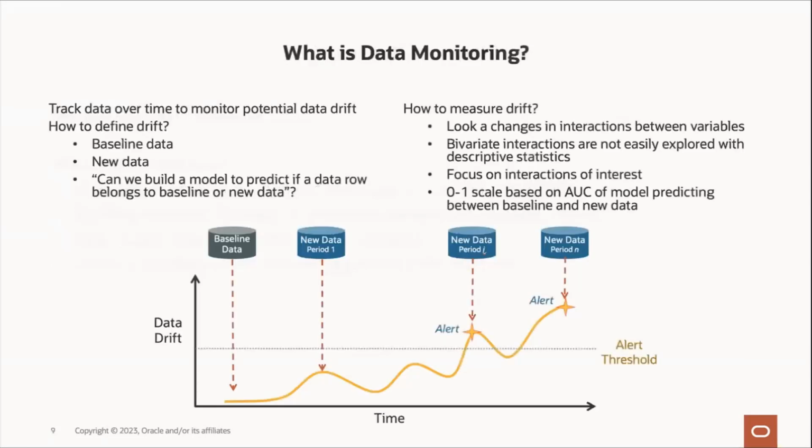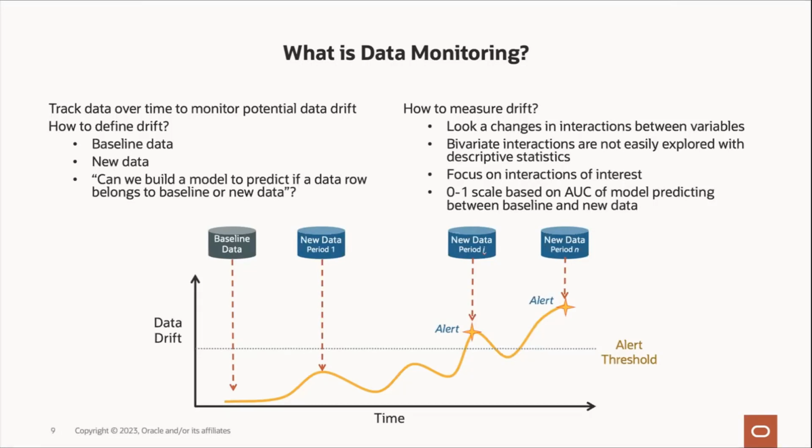So that leads us into what is data monitoring. Again, a pretty simple term on its face. We're just looking to track data over time to monitor if that potential data drift is happening. So how exactly do we define data drift? We start with a baseline set of data, and then as new data is accrued over time, we look to compare the baseline and new data to see if there's any change in the makeup between these periods.